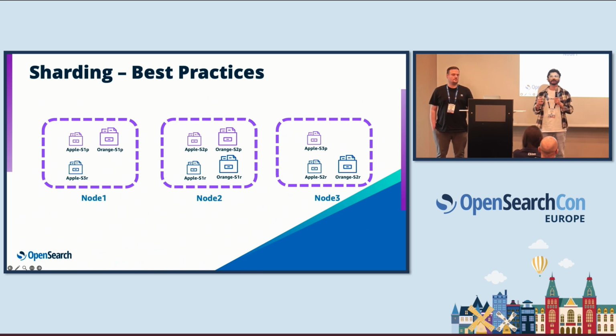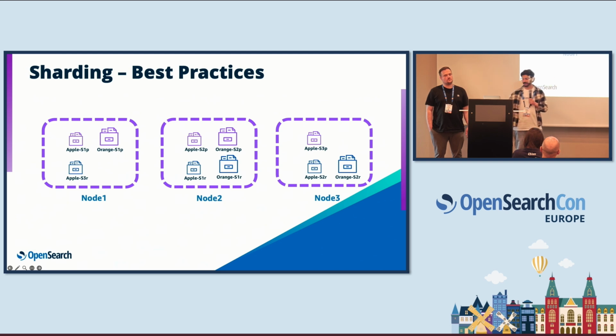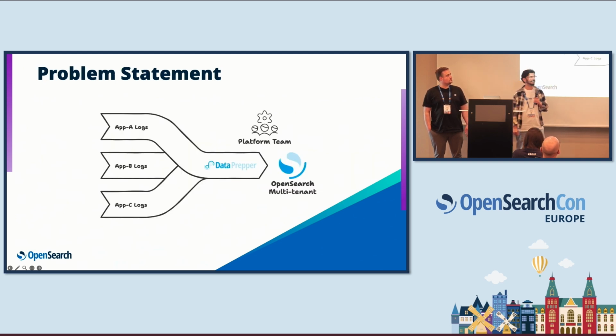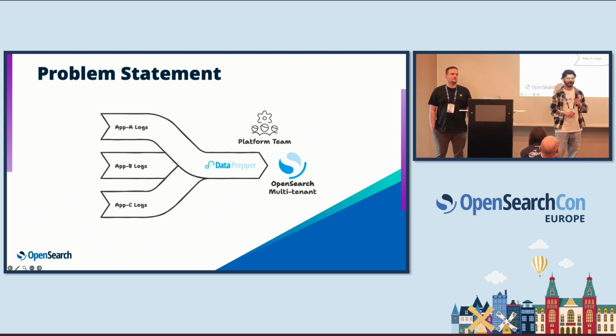But when it comes to reality, when you have a multi-tenant workload where you have a lot of index families, index patterns as we call it, it is not easy to design something on paper and implement it because it's very chaotic. Which brings me to the problem statement. Let's say you are a platform team, and you are responsible for running and operating OpenSearch.